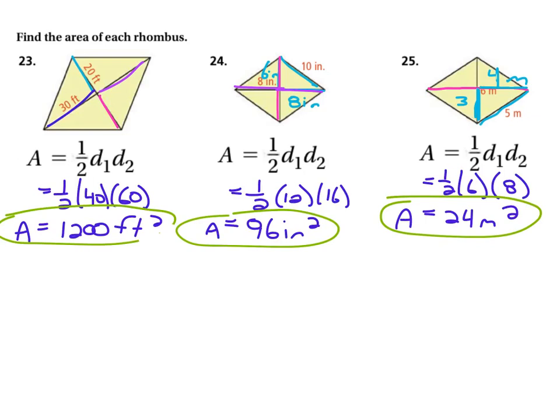All right. Hopefully these make a lot of sense to you and it's pretty straightforward. Know the formula: half of the product of the diagonals. Take one diagonal times the other diagonal, and take half of that.